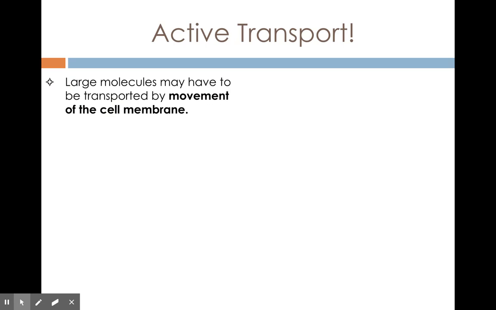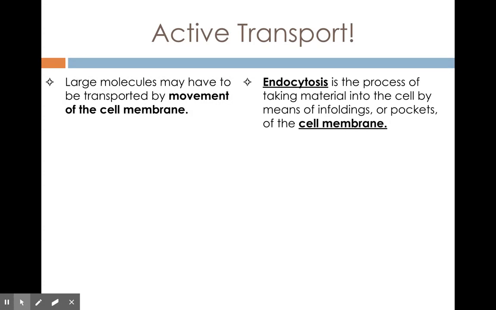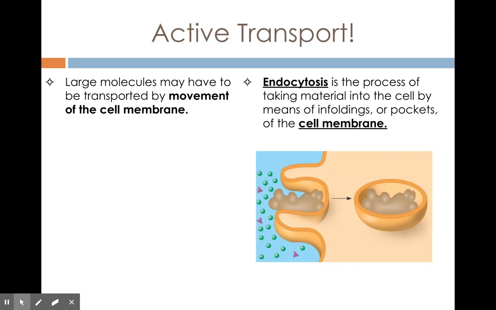So the sodium-potassium pump, or the protein pump, is for small molecules moving against the concentration gradient. If I have larger molecules that need to move in and out of the cell, this is going to need something else. There are 2 types of active transport to help things move in and out of the cell.